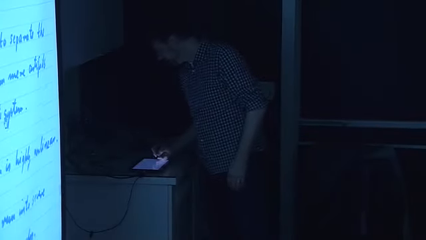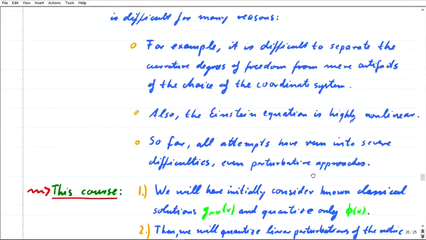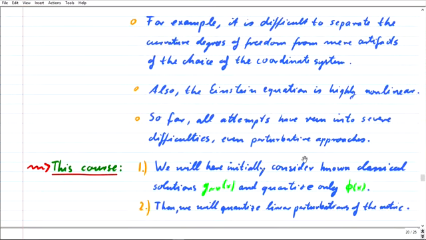Okay. So quantization: if you wanted to quantize the Einstein equation, that would be difficult for several reasons. For example, it's difficult to separate the curvature degrees of freedom from the mere artifacts of the choice of the coordinate system, right? We want to quantize degrees of freedom of physics, and we don't want to quantize the choices that humans make. That just makes no sense. So that's a problem. You would have to distill somehow the degrees of freedom of geometry out of the diffeomorphism invariance.